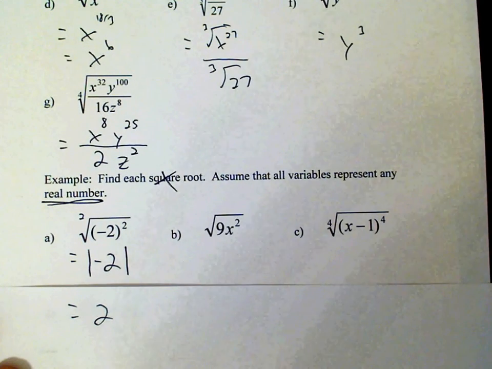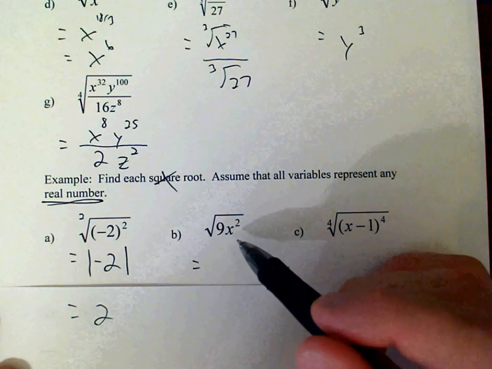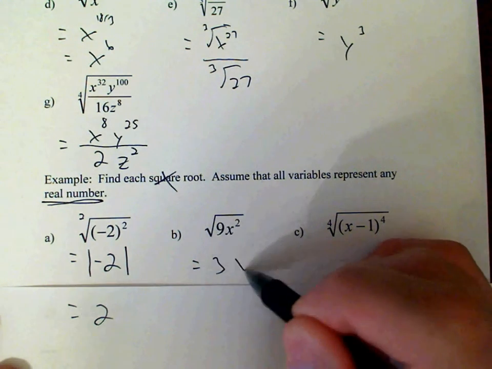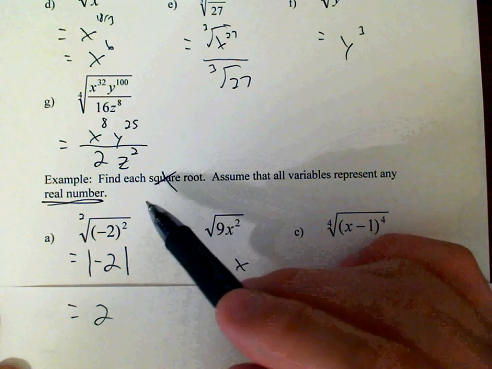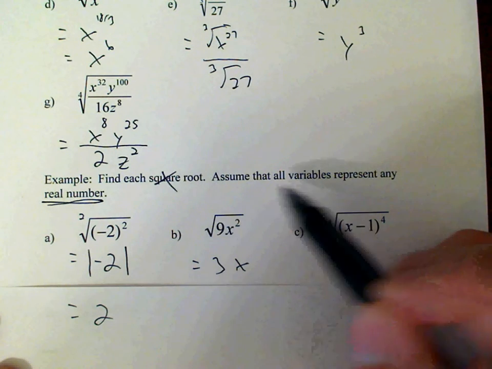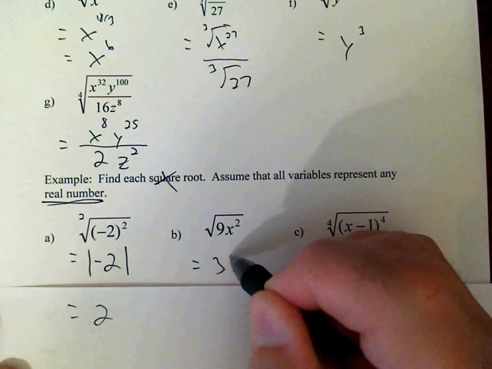Now let's do the B part. Square root of 9x squared. Now the square root of 9 is 3, and the square root of x squared is x. But we don't know if x is positive or negative, and we must guarantee that it's positive. The reason we don't know is because the variable could be any real number, including negatives. So to guarantee that it's a positive number, we must have absolute value bars.